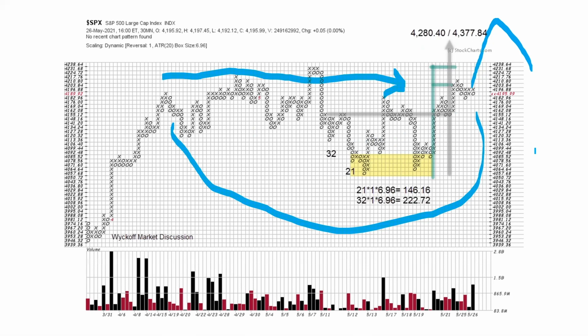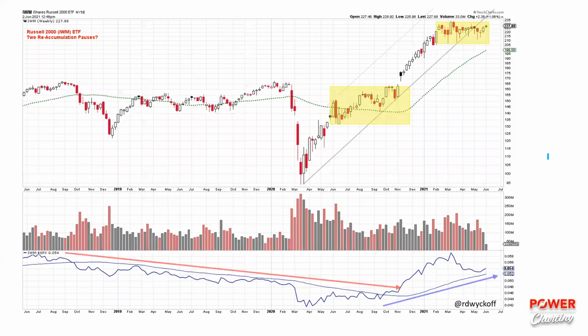And a point I want to make about that is that this is often the situation with comparing reaccumulation and distribution, that it's not always clear to the end which you're in. And I'm going to show you an example of that in a minute. Here's the Russell 2000 IWM ETF. Two reaccumulation pauses since the March COVID low of 2020.